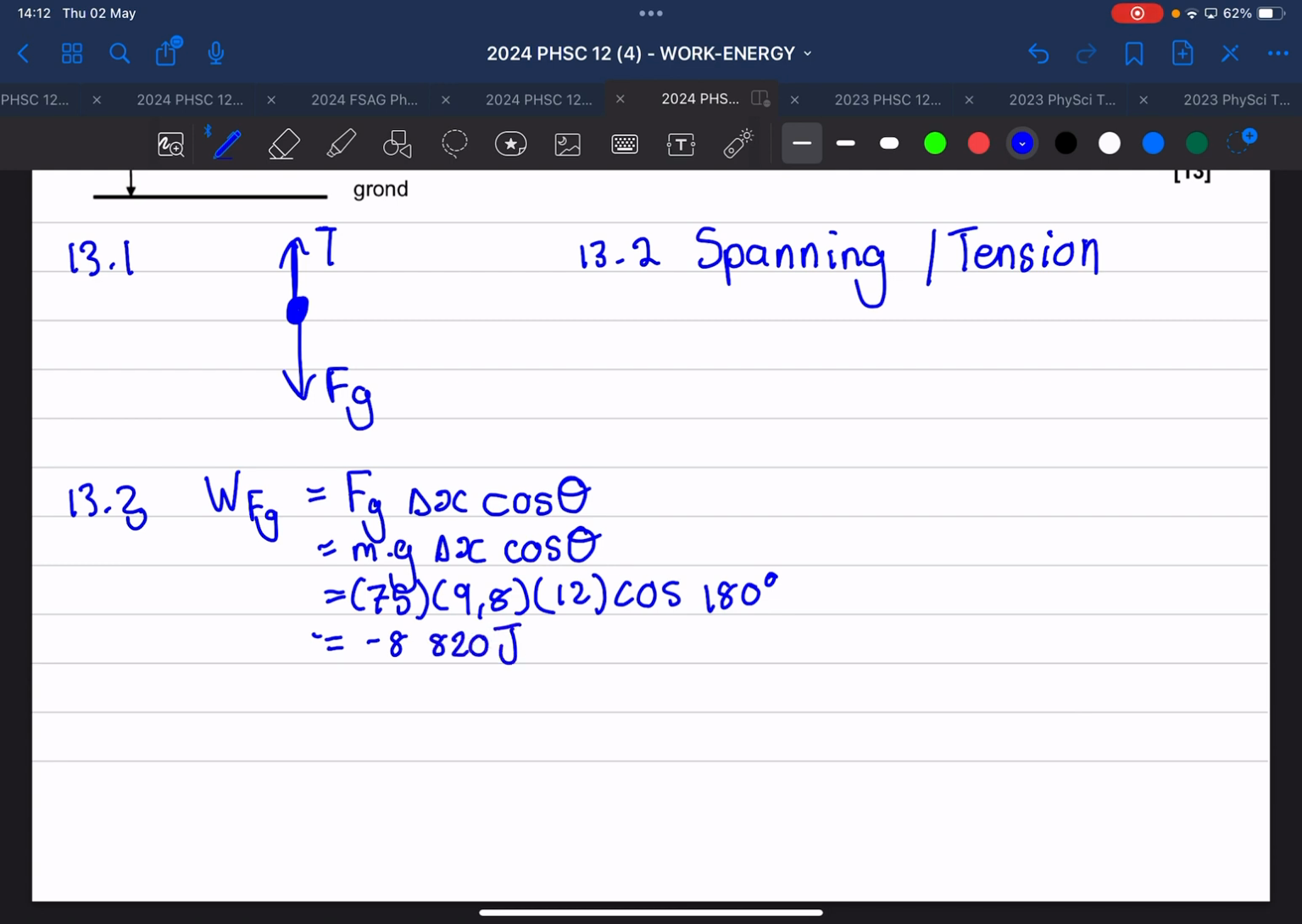So this is negative work because the force is acting in the opposite direction of the movement.